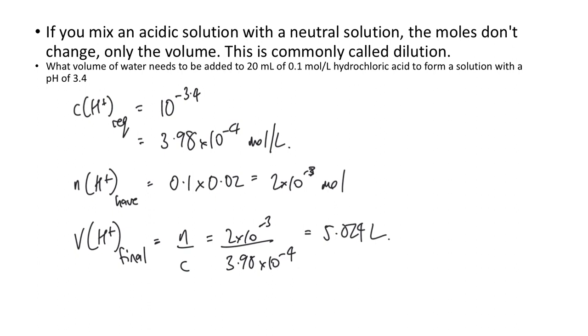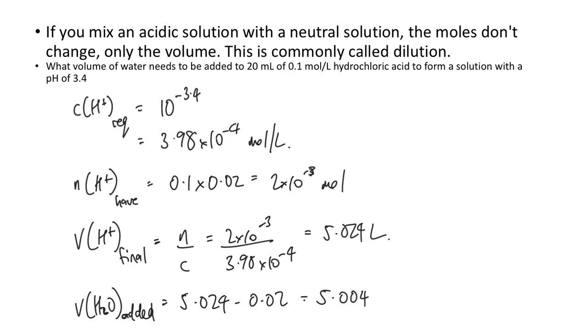No, because we need to add it to get to that value. That's the volume that we need to have at the end. We started off with 20 mils. We need to add to get to that value, to 5.024 liters. So the volume of H2O added, or needed, which would be equal to 5.024. That's how much we need. Subtract how much we started with, which was 0.02, and you get 5.004 liters of water. All right, so that's how you would do that one.